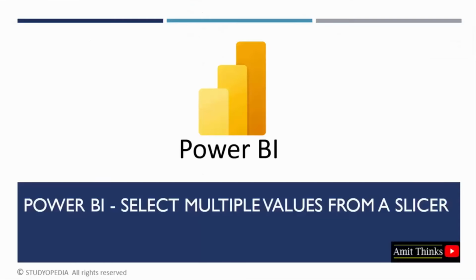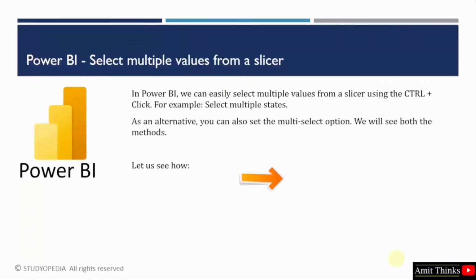In this lesson we will see how we can select multiple values from a slicer. We can easily select multiple values from a slicer by pressing the control key on the keyboard with the mouse click, for example when selecting multiple states. Or as an alternative we can set the multi-select option, so that we don't need to click control again and again. Let us see both the methods.